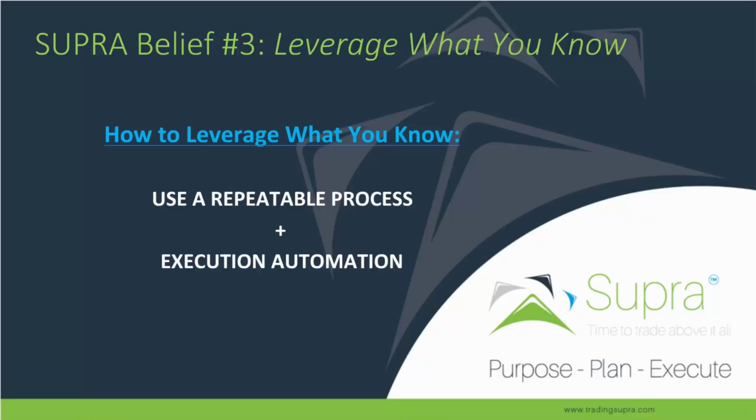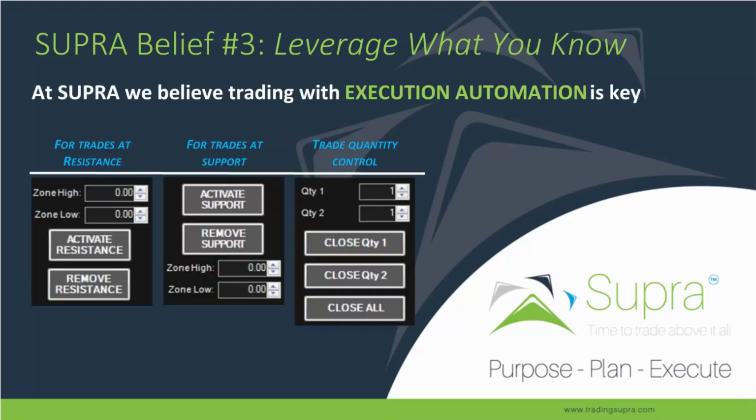And so leverage what you know. Use a repeatable process plus execute your trade using automation. That was what I've made. And here's how the basic controls work. You download Fill Finder. You have resistance zones.